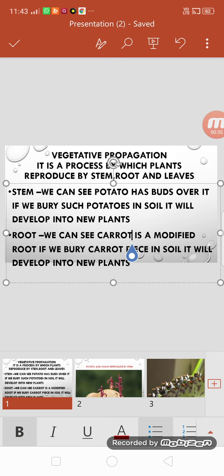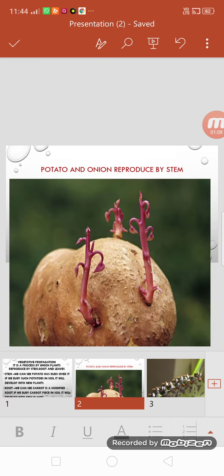And which are the vegetative parts? Stem, root and leaves. A very good example of this we can see in potato. Potato is a type of modified stem, right? The same case is with the carrot and the radish. Radish and carrot are the modified root. So potato, carrot and radish, these are the stem and roots respectively. If we bury their parts, their piece into the soil, they develop into a new plant.